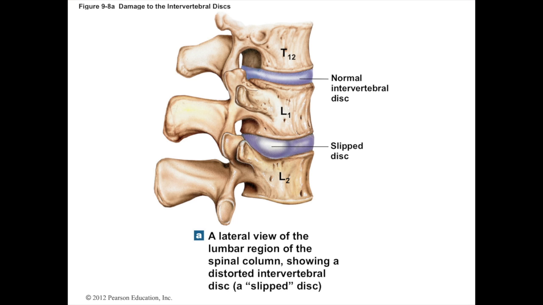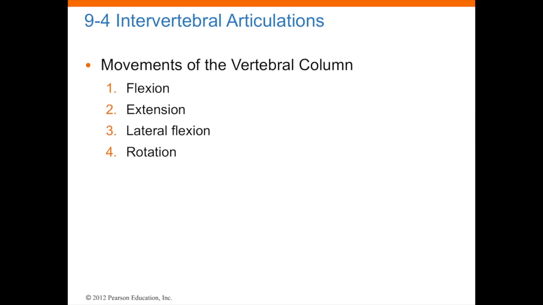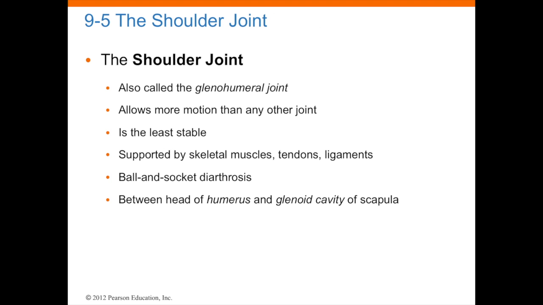If you look at this, this is an example of a slipped disc. It's bulging out and the actual fluid is being pressed out. The vertebral column, your spine, can do the following movements. It can flex, extend, flex laterally, and rotate.